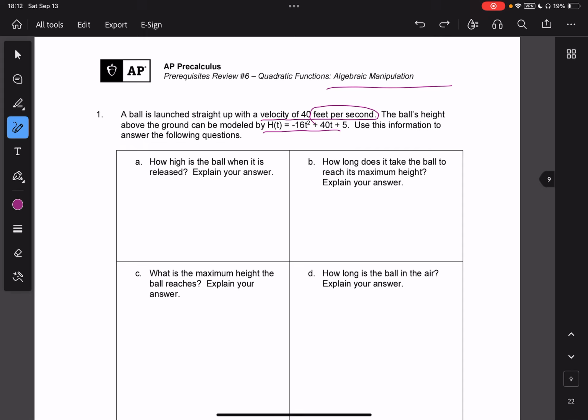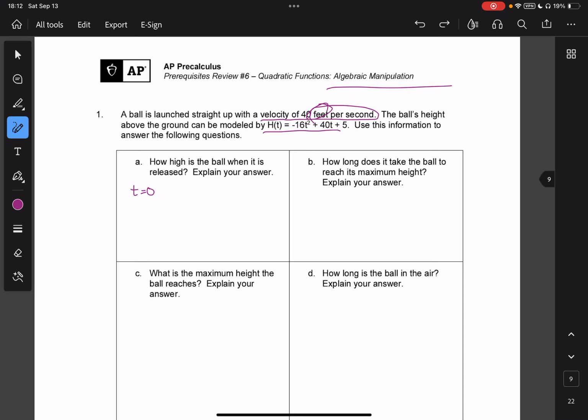So let's think of this logically. When we release the ball, say you're throwing the ball, and the units are in feet. When we're throwing the ball, you're throwing it at a certain height. You're not throwing it from the ground. You're throwing it from where your hand is. So when we throw the ball, time is 0. No time has passed yet.